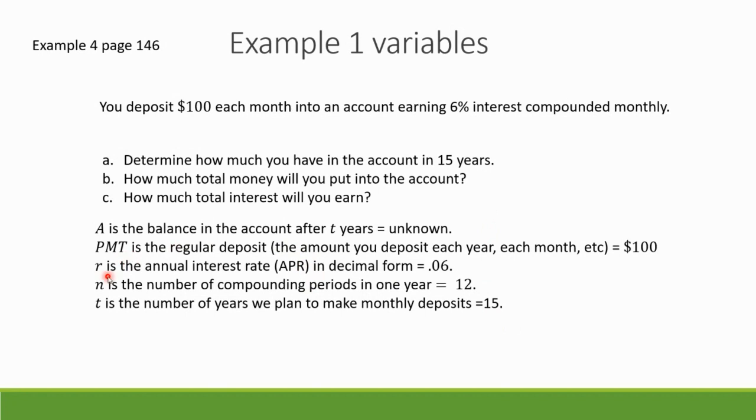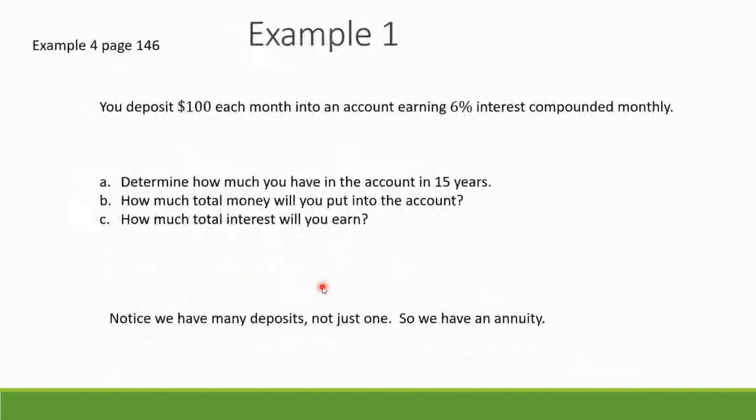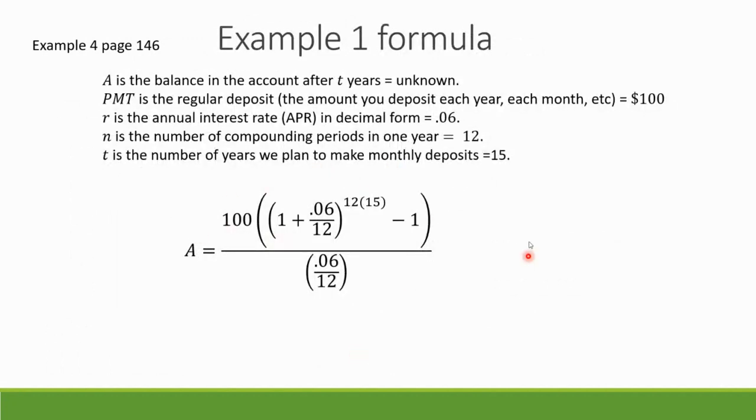R is the annual interest rate, okay? And that, of course, is in decimal form when you use the formula, which in this case is 0.06. How many compounding periods are there in a year? That's what n is. Little n is how many times the account is compounded in 1 year. Well, if it's compounded monthly, that's going to be 12, right? And how many years is this going on? 15 years. So we're using our formula here, as you can see.